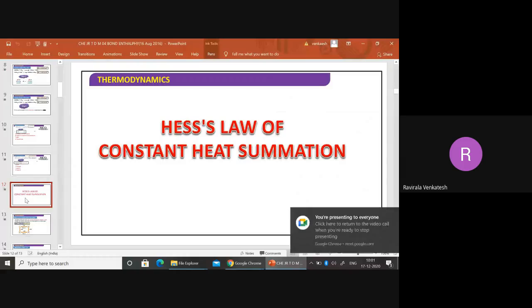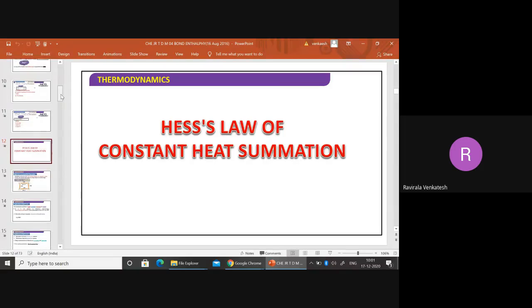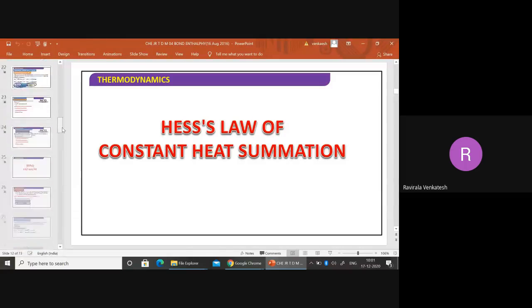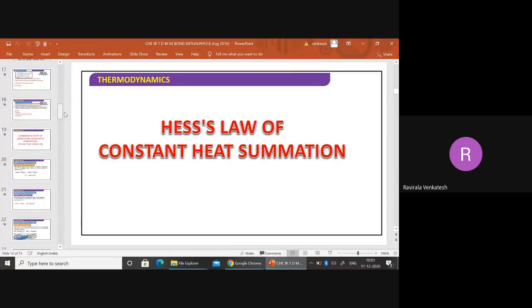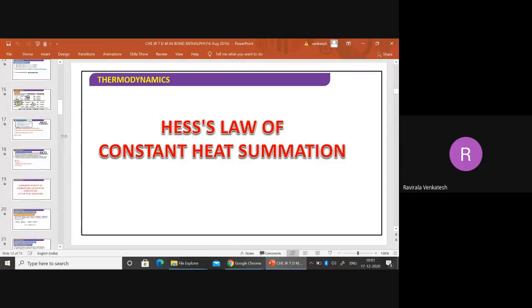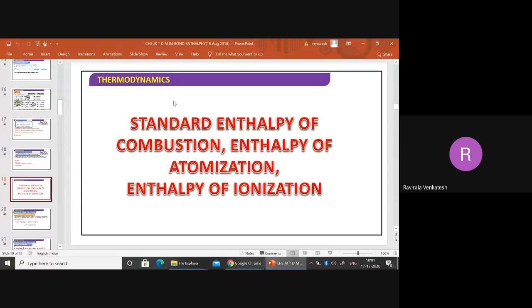Hess's law we'll discuss tomorrow, beta. This Hess's law is very important. It takes something like half an hour, so we'll discuss tomorrow. By day after tomorrow, by Saturday, we can complete. I will try to complete the remaining portion. Today, whatever topics we covered are definitions only: enthalpy of fusion, enthalpy of vaporization. After Hess's law, we'll discuss enthalpy of combustion and enthalpy of atomization. These definitions will also come.